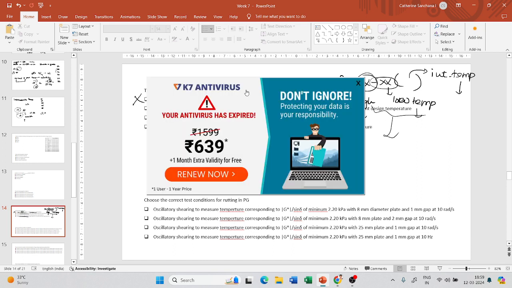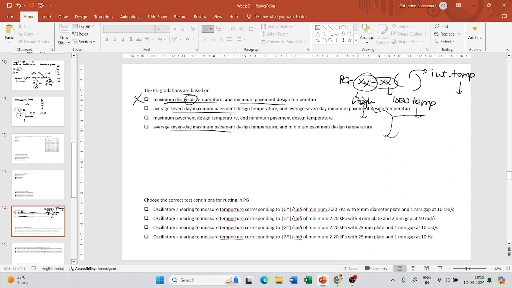Next, let us move on to the next option, which is average 7-day maximum pavement design temperature and average 7-day minimum. No, this is correct, but this is wrong, because for minimum temperature it has to be just one value, just the minimum pavement temperature of the place. Maximum pavement design temperature and minimum pavement design temperature, both are pavement temperatures, that is fine, but here it has to be the average 7-day maximum. So the last option, which should obviously be the correct one, is average 7-day maximum pavement design temperature and minimum pavement design temperature. So the answer is this.